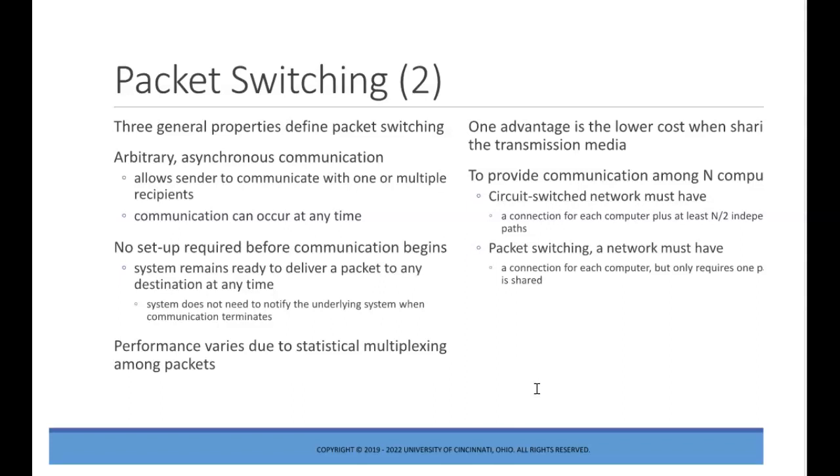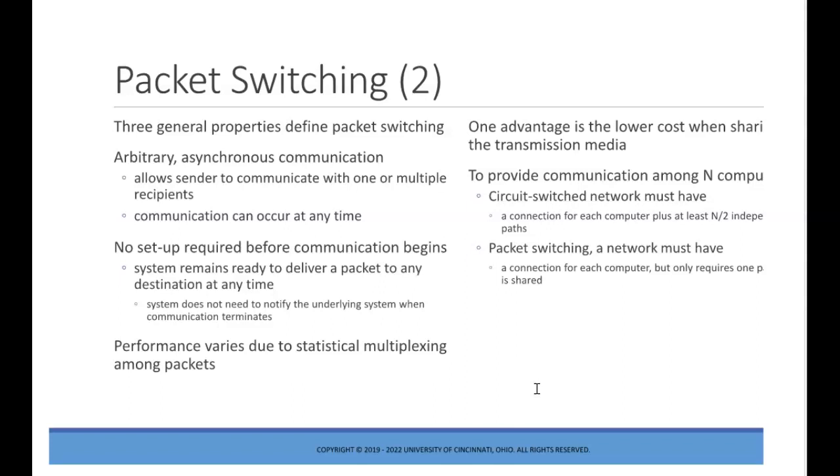There are three general properties used to define packet switching. 1. Packet switching is an arbitrary, asynchronous communication allowing a sender to communicate with one recipient or multiple recipients. A given recipient can receive messages from one sender or multiple senders. As stated, communication is asynchronous and can occur at any time with arbitrarily no delay between successive communications.